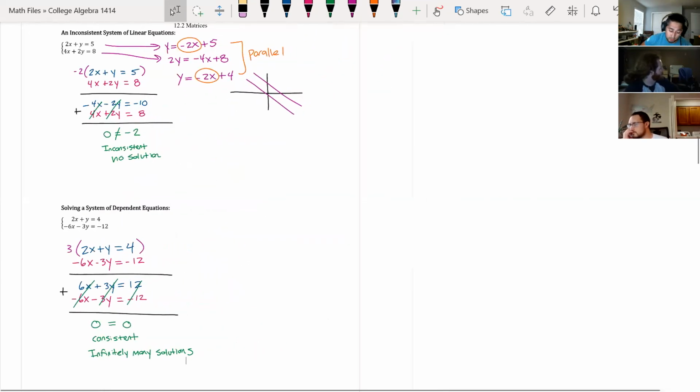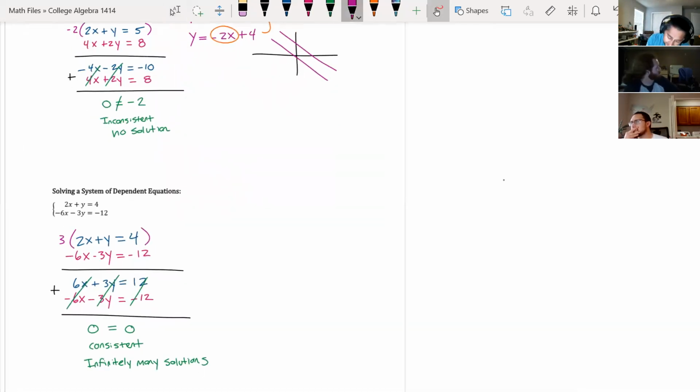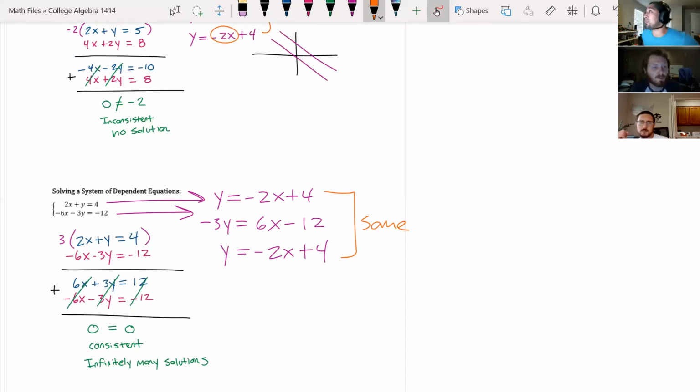So that is an inconsistent system, and that is a dependent system. And if you rearrange both of these equations, they are going to be the same. That one's y equals negative 2x plus 4. This one's negative 3y equals 6x minus 12, and y equals negative 2x plus 4. They are the same. So those are your dependent equations.